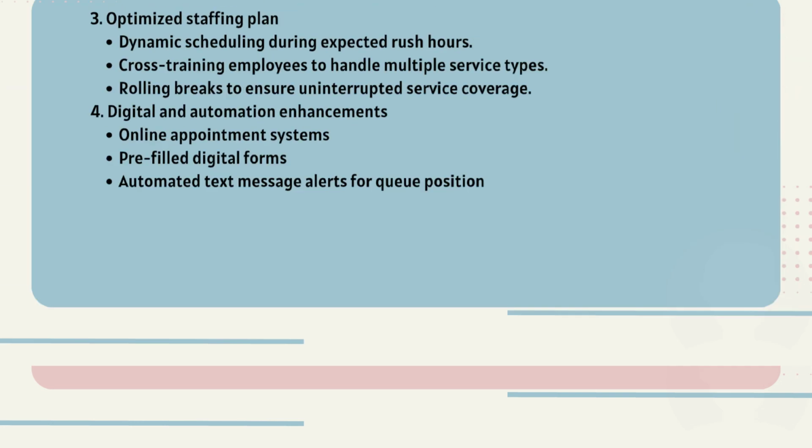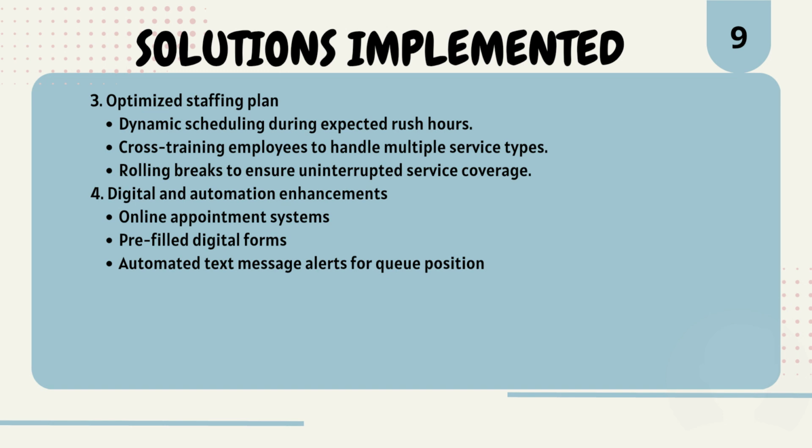In the third solution that the engineers implemented, which is an optimized staffing plan, they created a more efficient staffing schedule. Employees were assigned based on peak hours, with dynamic scheduling during expected rush hours. The engineers also implemented cross-training so employees can handle multiple service types. And they do rolling breaks to ensure uninterrupted service coverage, so every time a customer walks in, there will always be an employee to serve them.